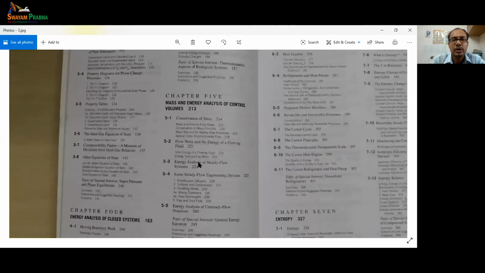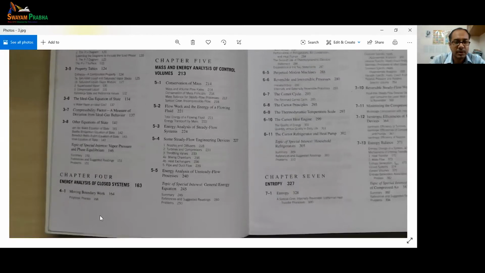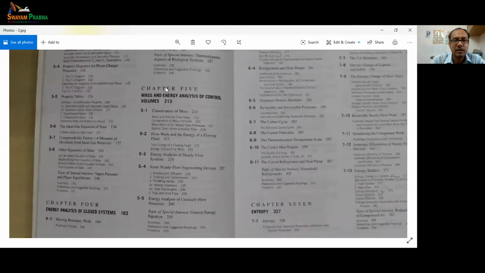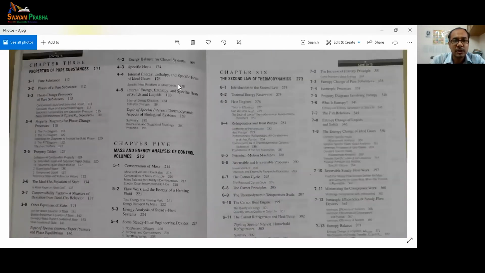Now today we are going to take up problems from the fourth chapter. Fourth chapter is energy analysis of closed systems. Closed system, you must have learned from the theoretical class or from the book, is where heat can go in or out, work can go in and out from the boundary, but the mass cannot change. Mass cannot go out, nor can it enter. Okay.